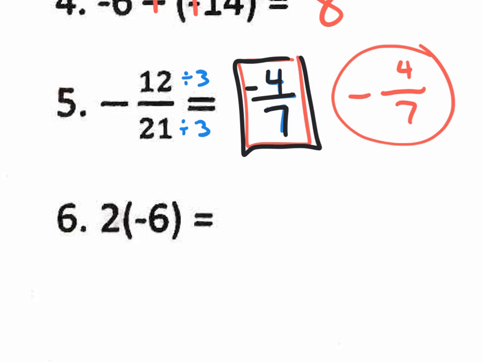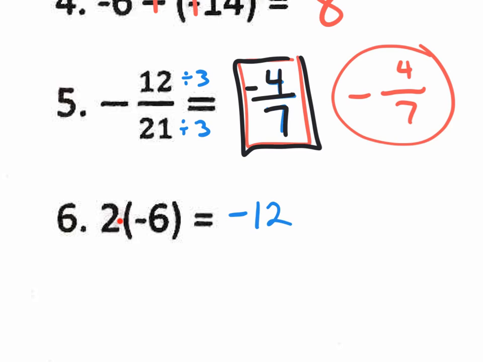Number 6, 2 times negative 6. 2 times negative 6 is? Negative 12. Okay. Again, you need to remember that the only way you get a positive answer is if you have a negative times a negative equals a positive. Or what we've always learned, like, 2 times 6 is 12. Positive and a positive is a positive, right? So if the signs are the same, the answer is positive. If the signs are different, the answer is negative. That's when we are multiplying only.